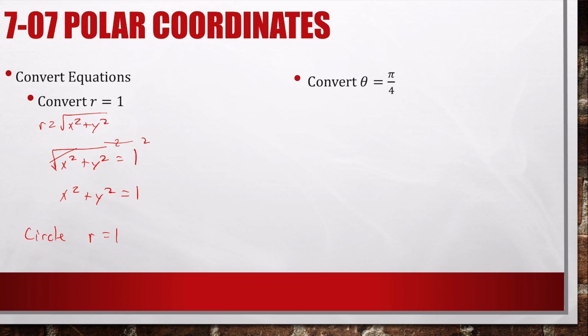Well, how about this one? Let's see. I want the x and y, so maybe we could use the tangent of theta equals y over x. So we can put in our pi over 4 for theta. So it's 1 equals y over x. So I get x equals y or y equals x, which is a line.